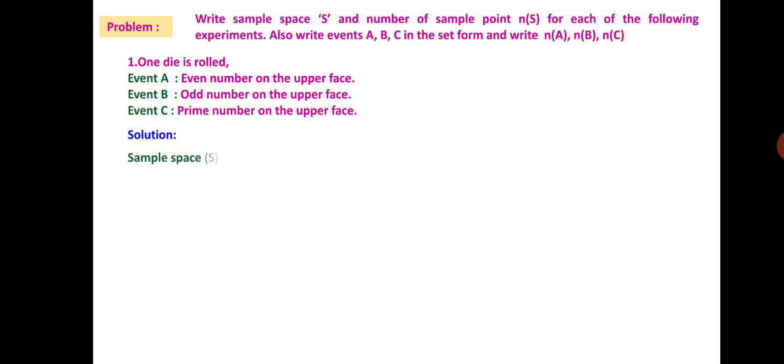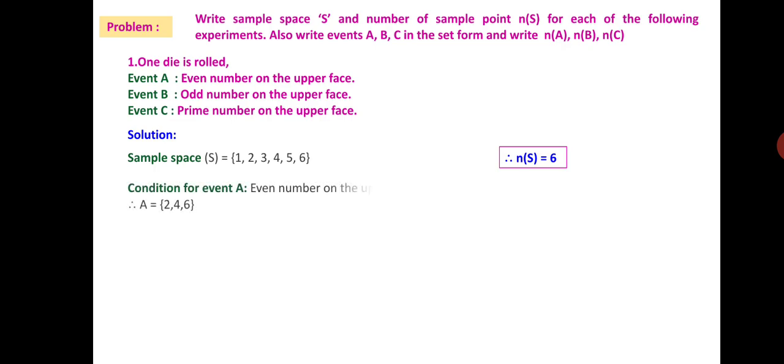Now solution. As a die is rolled, we are getting sample space S is equal to {1, 2, 3, 4, 5, 6} in the curly bracket. Therefore, n of S is equal to 6. Condition for event A: even number on the upper face. Out of these 1 to 6, the even numbers give us event A. Event A is equal to {2, 4, 6}, and the number of elements in this is n of A is equal to 3.